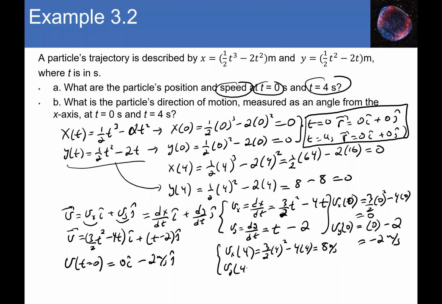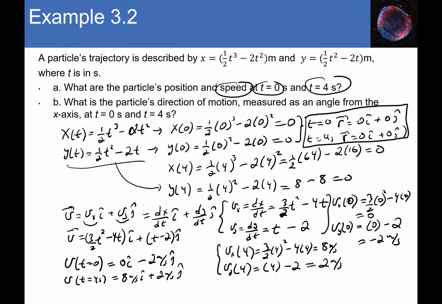Then Vy at t equals 4 seconds is equal to 4 minus 2, so I get 2 meters per second. That means V at t equals 4 seconds is 8 meters per second i hat plus 2 meters per second j hat. All right, so we have those.